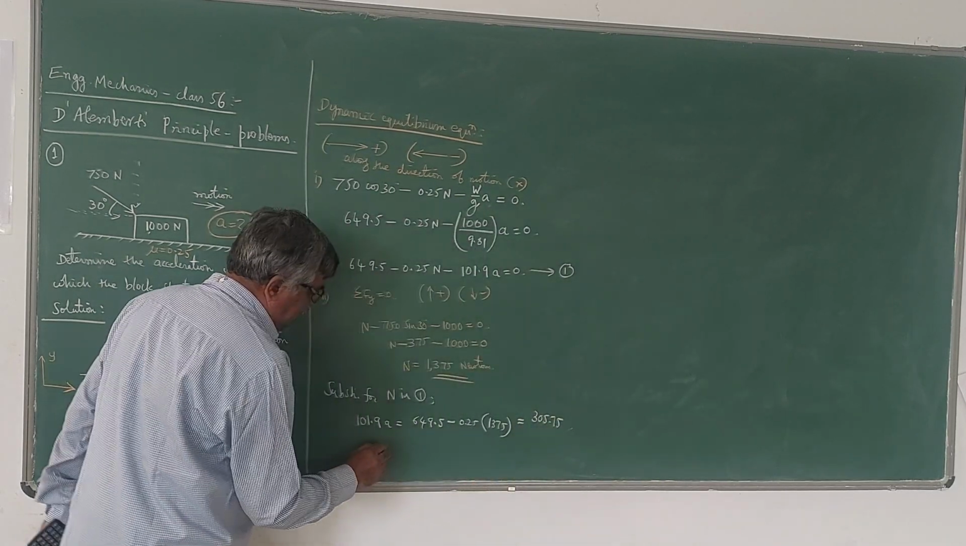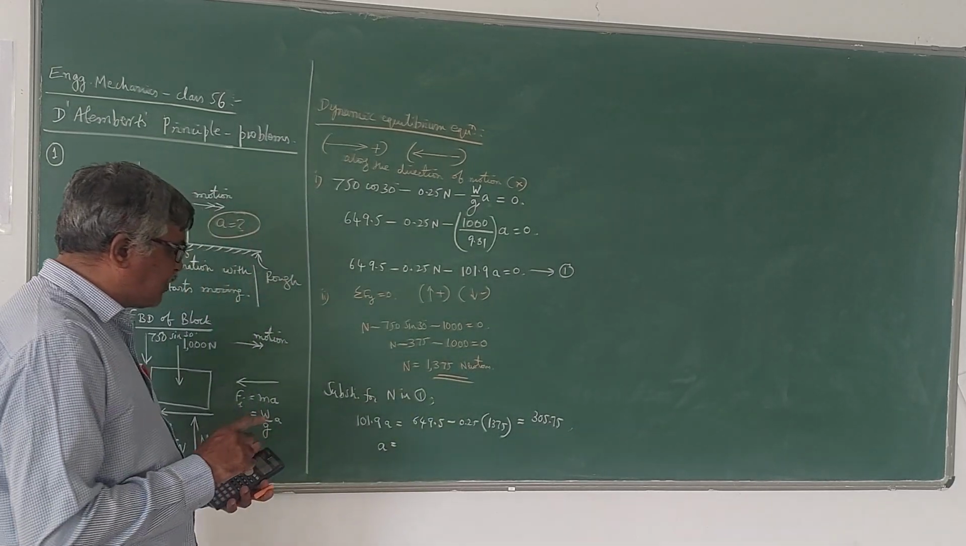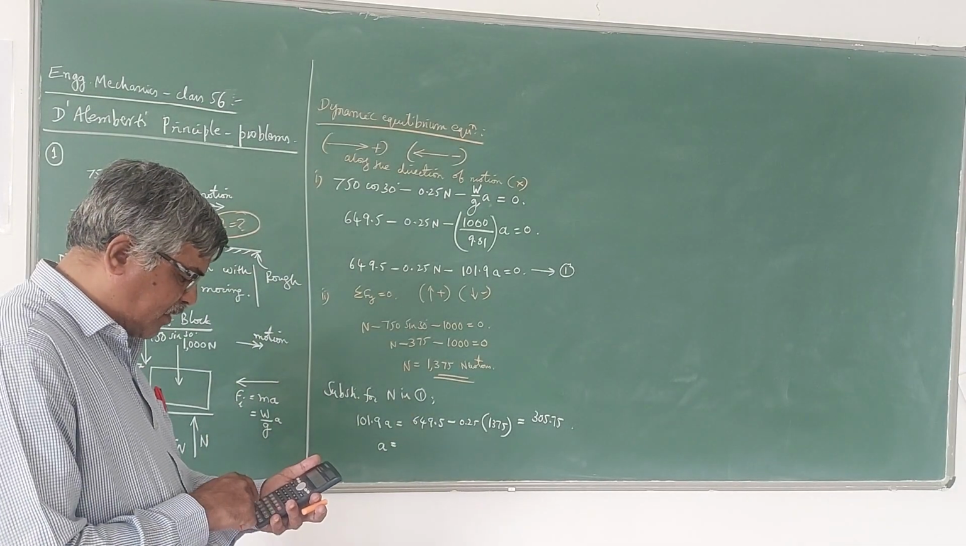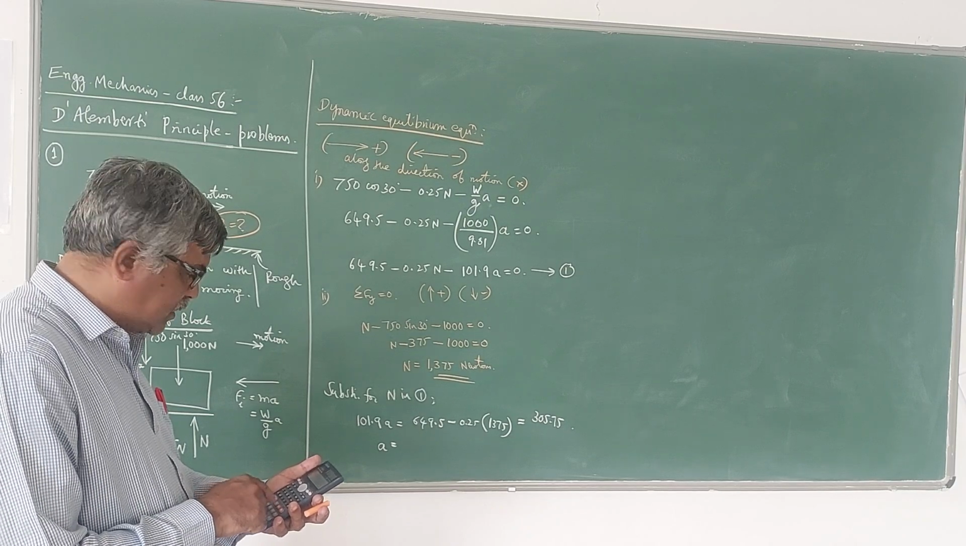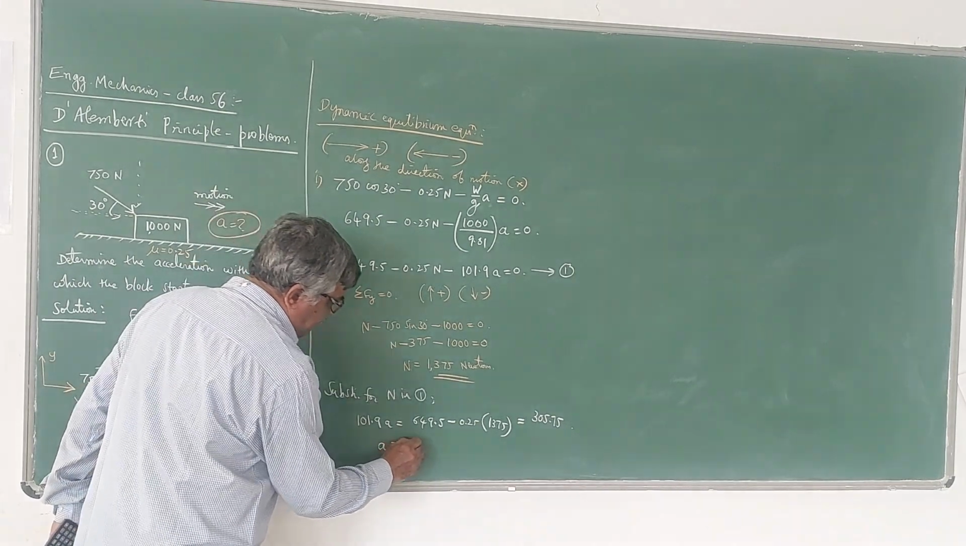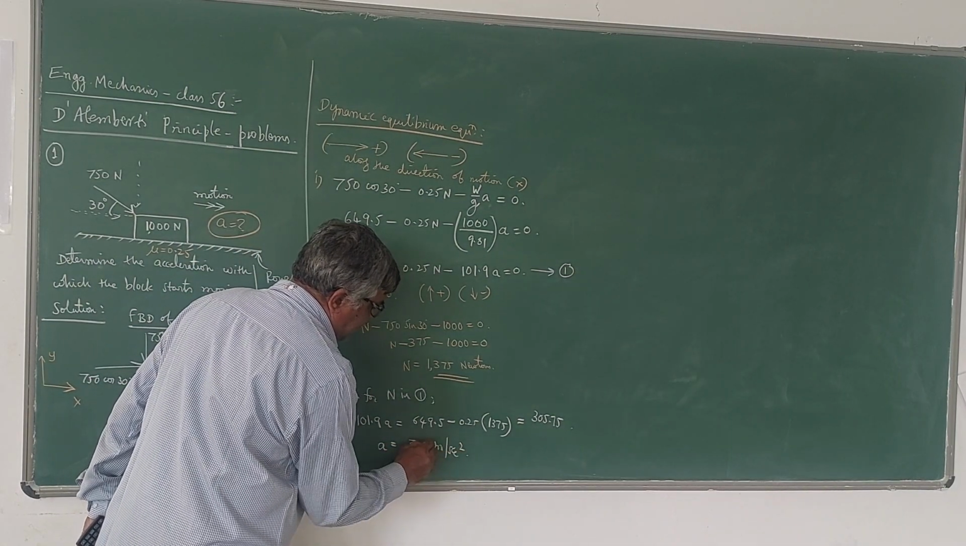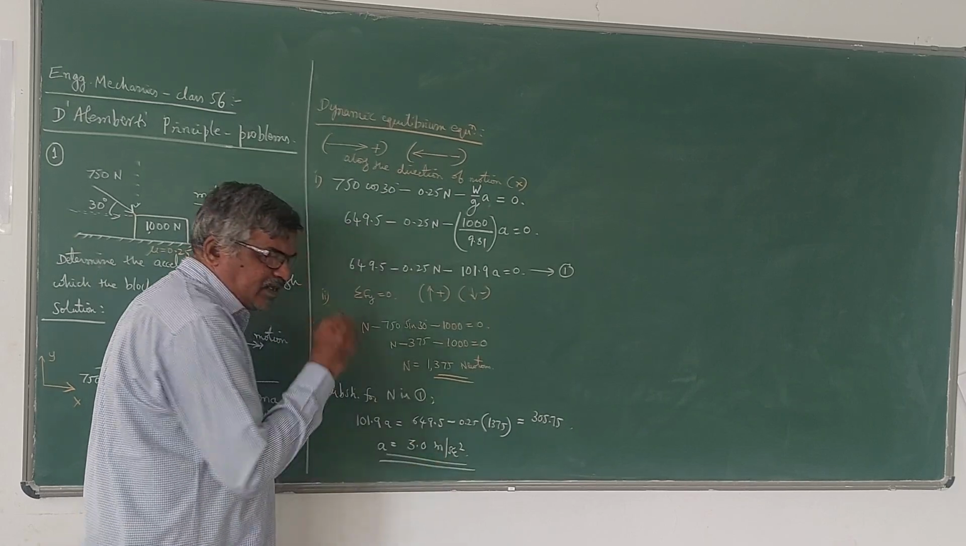Therefore, A will be equal to 305.75 divided by 101.9, which is 3.0 meter per second square. So acceleration will be in meter per second square. That is, this is the answer.